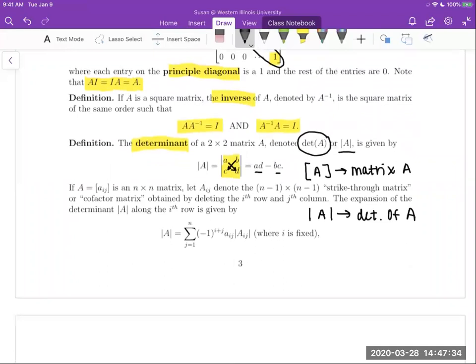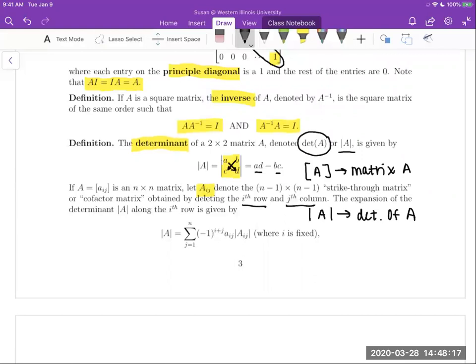It says, suppose we have an n by n matrix, and we're going to let Aij denote the n-1 by n-1 strike-through matrix, also known as a cofactor matrix. If you took Calc 3 with me, you have already seen this, because this is how I was computing cross products. But if you took it elsewhere, this might be new. How you find the strike-through or cofactor matrix is you want to delete or strike through the ith row and the jth column. And then you want to expand along whatever row or column you choose to compute the determinant.